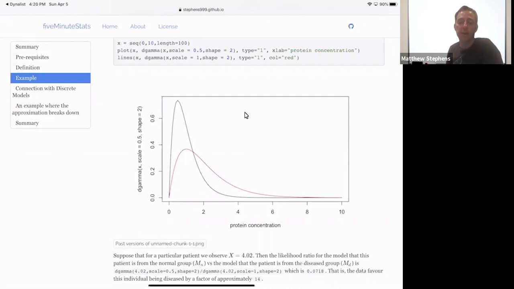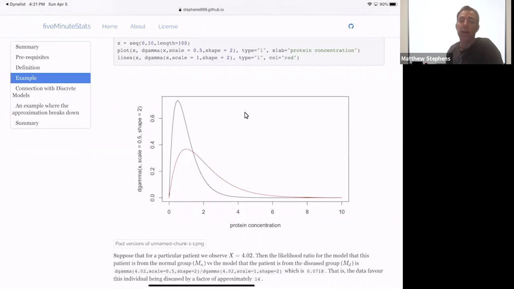So if we compute, in this case, I've computed the likelihood ratio in favor of the normal hypothesis, I get a ratio of those two densities, that's the black density divided by the red density, and that ends up being 0.07, or if I reverse that, it's roughly 14 to 1 in favor of the disease model.